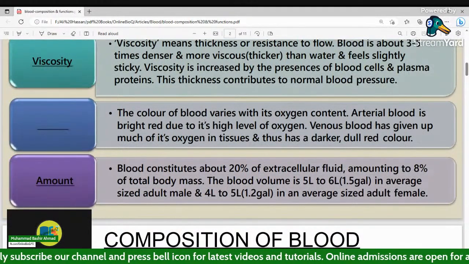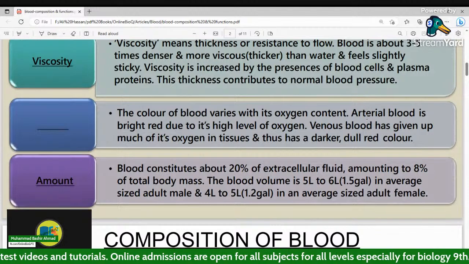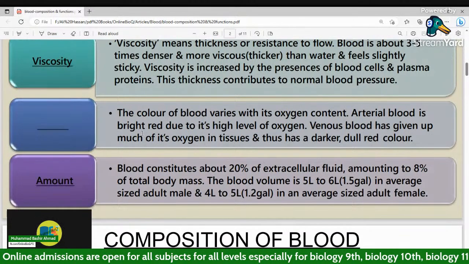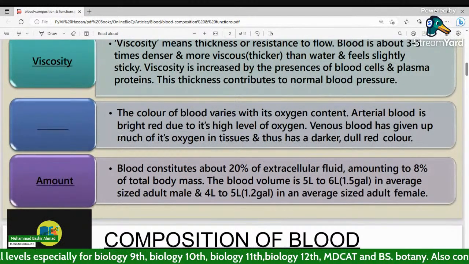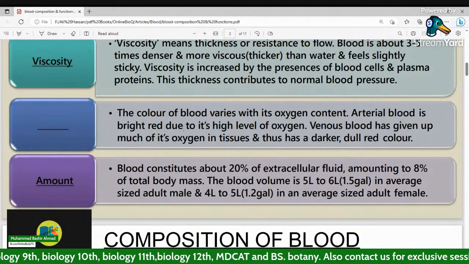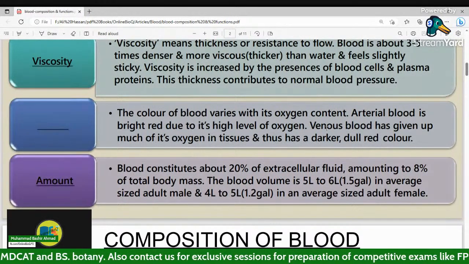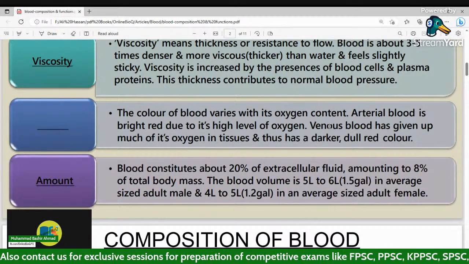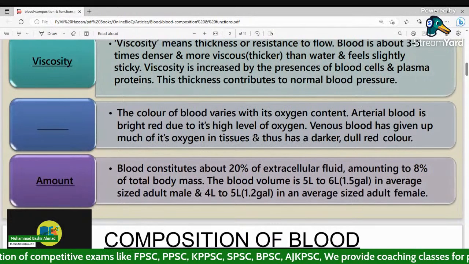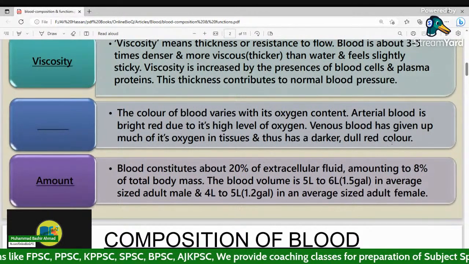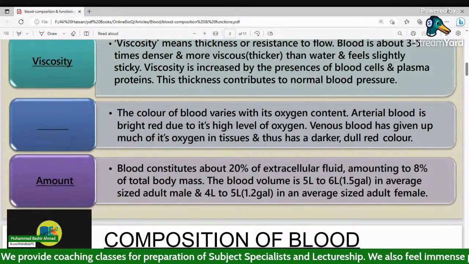The color of blood varies with its oxygen content. So arterial blood is bright red in color due to its high level of oxygen. On the other hand, venous blood has given up much of its oxygen in tissues and thus has a darker, dull red color. So, the color of blood varies with its oxygen content.